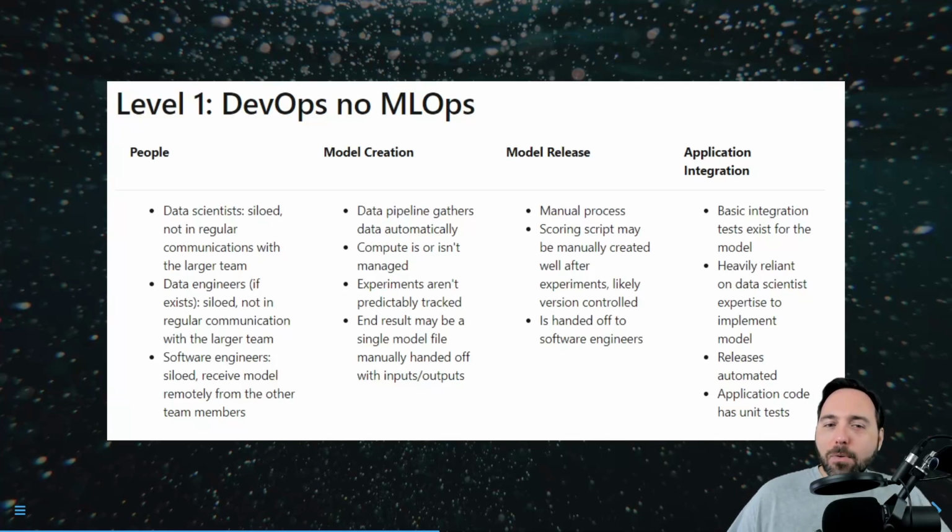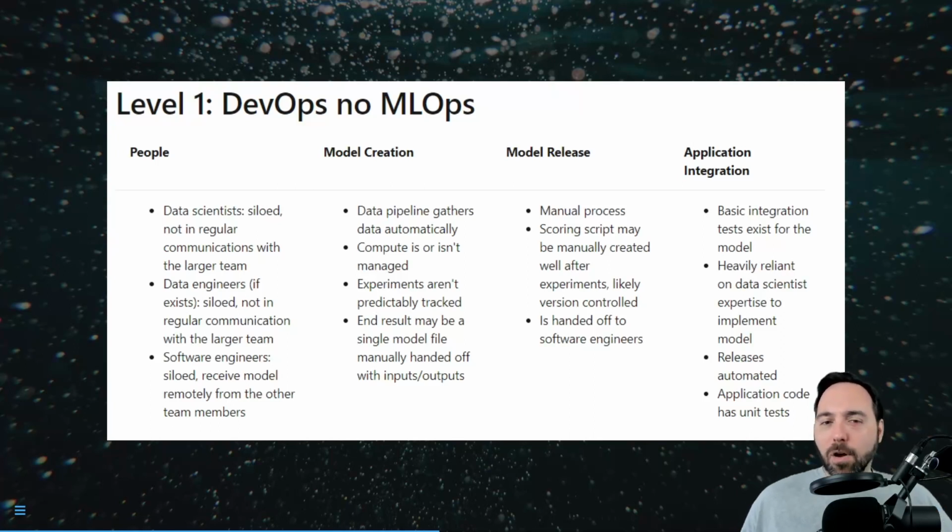But we're starting to see some automation. Like data pipelines are gathering some data automatically instead of having the data engineer go and write a one-off SQL query, and then save the data into a CSV and post it on a share drive. We might be managing compute. We probably aren't managing experiments, and the end result is still, well, here's a pickle file, and here's some H5 model weights or whatever. Our release process is still manual. We're still creating scoring scripts after the fact and still trying to do that handoff with devs.